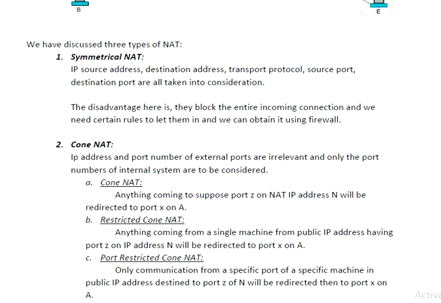To simplify, we use cone NAT. Cone NAT is used especially where the IP addresses and port numbers of external ports are not important, and only the port number of the internal system is considered. In that case, we have full cone NAT, restricted cone NAT, and the third one is port restricted cone.